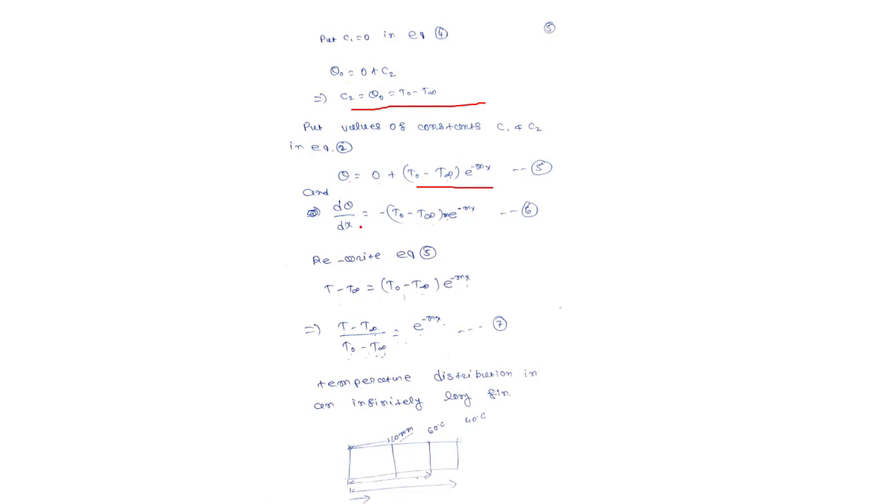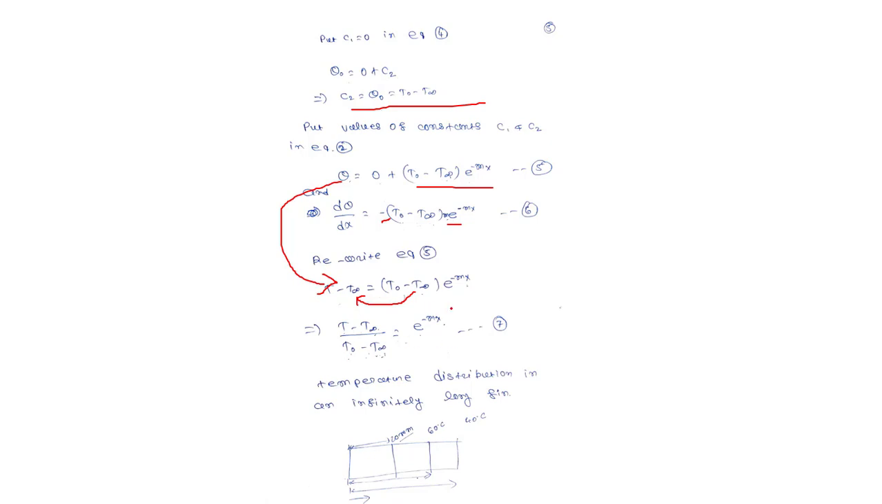Differentiating this equation, we get dθ/dx equal to (T0 − T∞), as it is constant, and the differentiation of e raised to minus mx is minus m e raised to minus mx. So here we have minus m e raised to minus mx. Rewriting this equation, we get (T − T∞)/(T0 − T∞) is equal to e raised to minus mx.